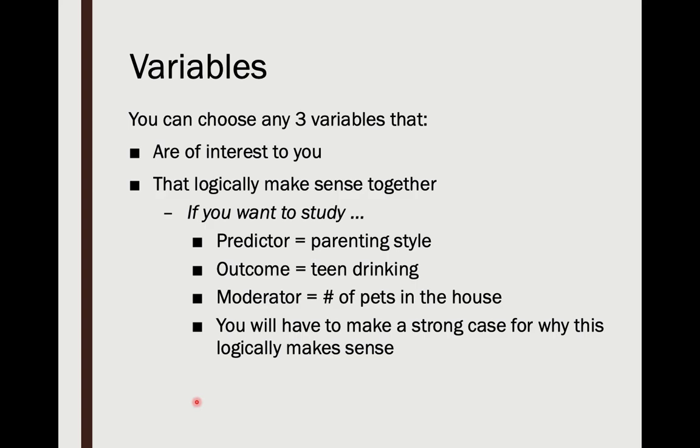So you can choose any 3 variables that are of interest to you and that make sense together. That second one is important. So, for example, if you propose to me your predictor variable is parenting style, your outcome is teenage drinking, and your moderator is number of pets in the house. So you'd be hypothesizing that the effect of parenting style on teen drinking depends on how many pets you have in your house. You'd have to really convince me why that makes sense, because logically that does not make sense. So try to choose things that make sense.